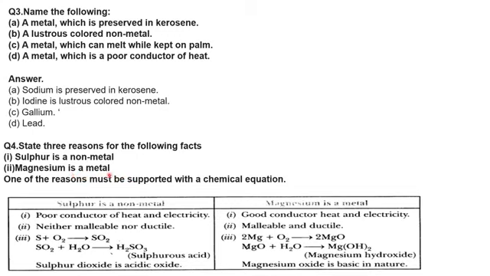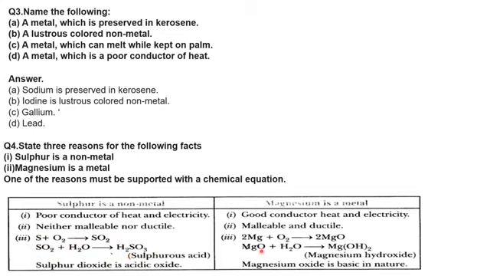Magnesium is a metal. Magnesium is a good conductor of heat and electricity. It is malleable and ductile, right? And one of the reasons must be supported with a chemical reaction. Here you can see sulfur plus oxygen gives you sulfur dioxide, and we know that the oxides of non-metals are acidic in nature. How can we support this? When you mix sulfur dioxide with water, you get sulfurous acid. This is nothing but acid rain. This is a reaction of acid rain, right?